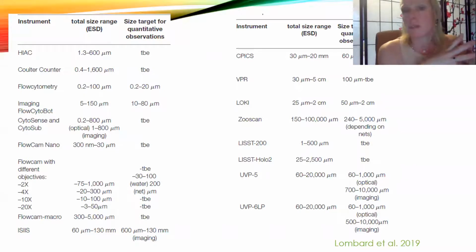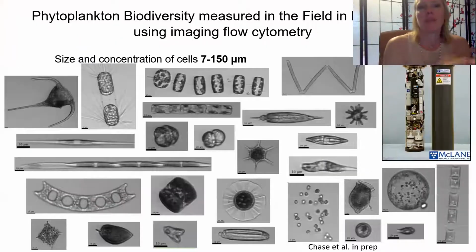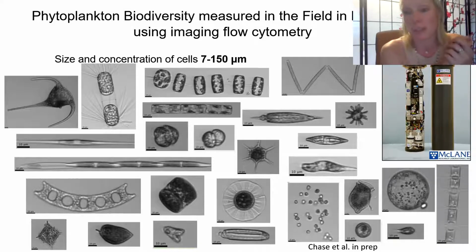Here's a whole list of those sensors that I showed you in the previous graph. For example, some of these are imaging, so you can start to see what is in the water, not just that there's a particle of a certain size. This is from Allison Chase, who's worked up a lot of the imaging flow cytobot data. You can see the amazing diversity of particles in our very own ocean and their sizes and shapes and morphologies. Certainly hard to use a spherical model to model the phytoplankton in the world ocean when you see all this beautiful diversity of shapes.